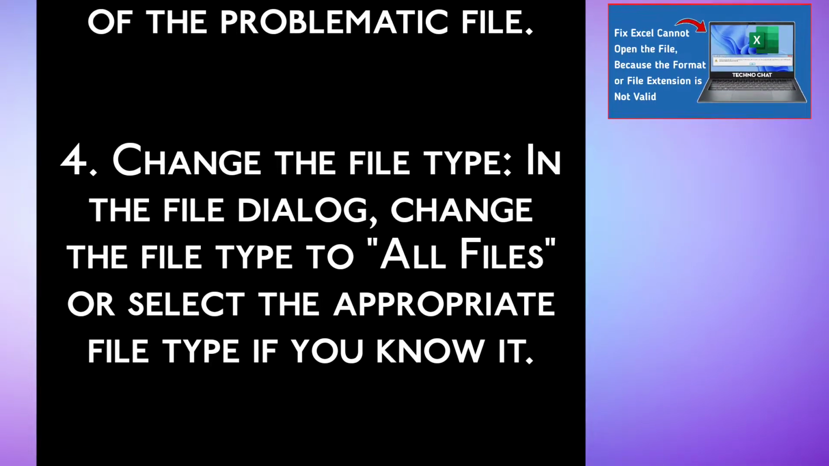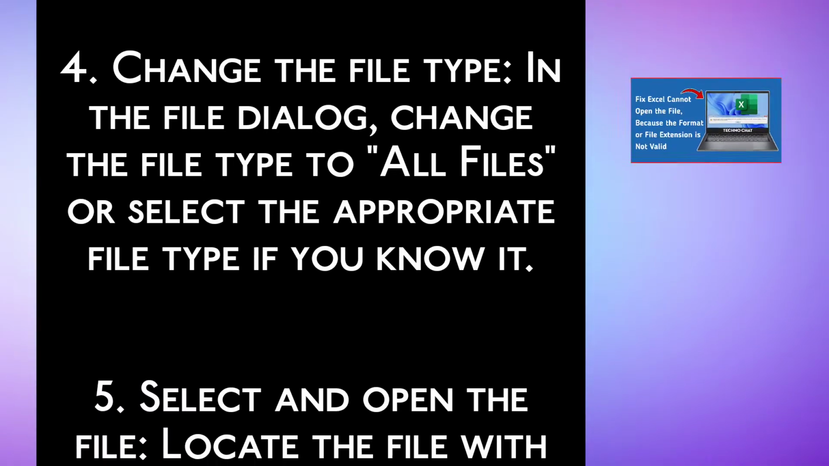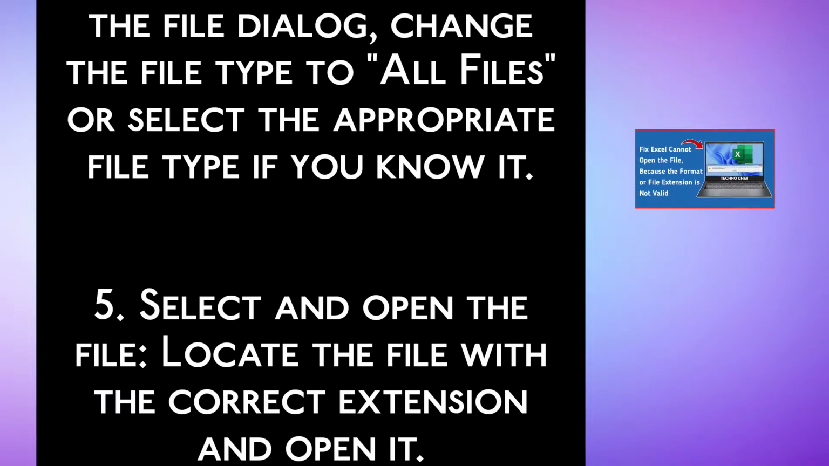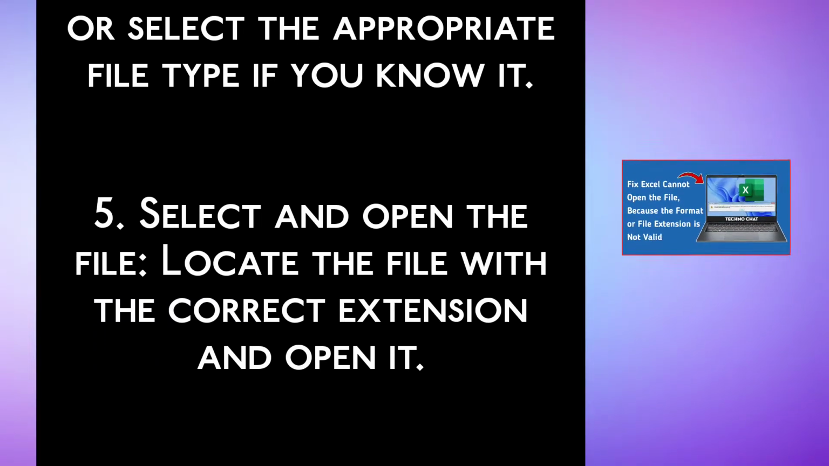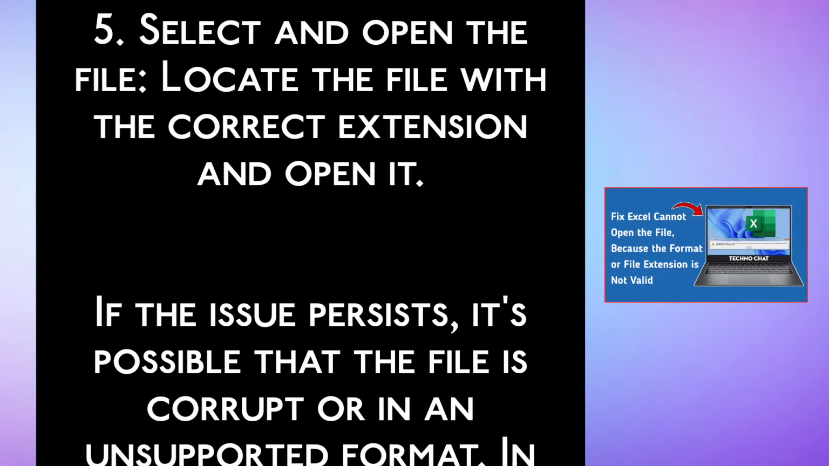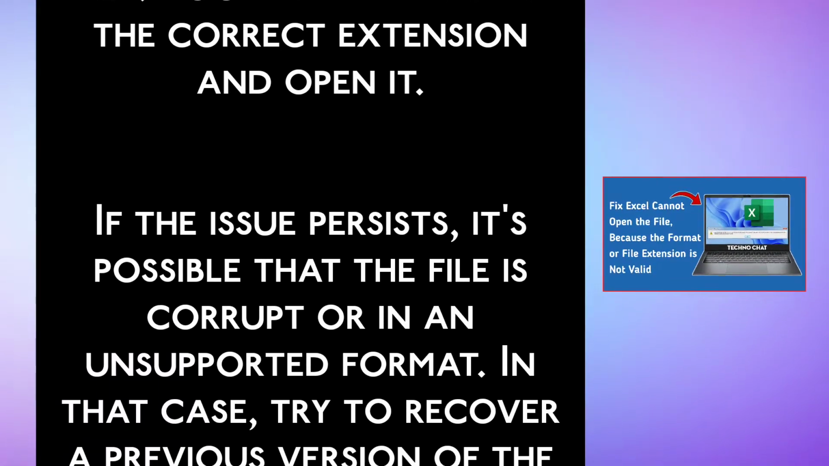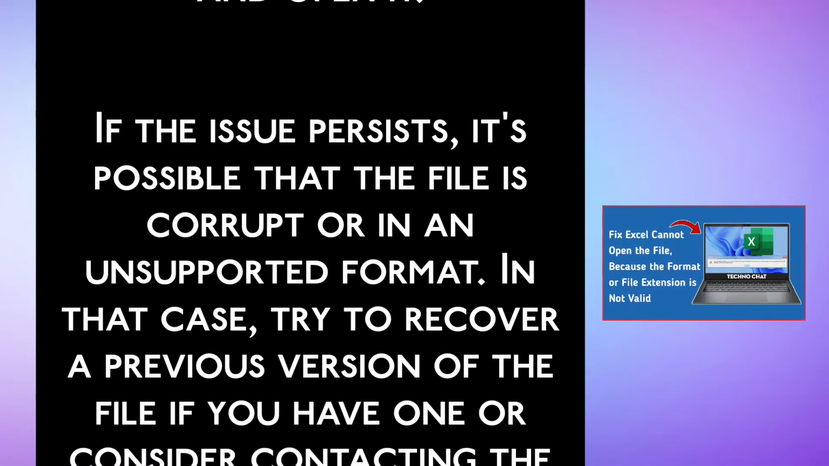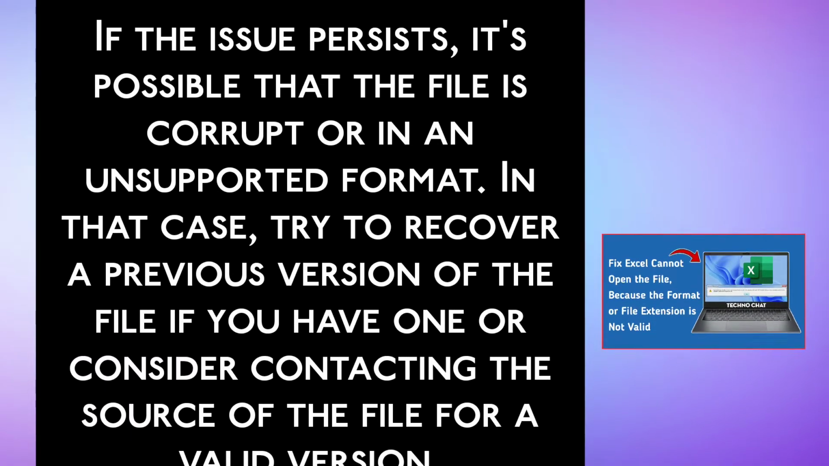In the File dialog, change the file type to All Files or select the appropriate file type if you know it. Step 5. Select and open the file. Locate the file with the correct extension and open it. If the issue persists, it's possible that the file is corrupt or in an unsupported format.